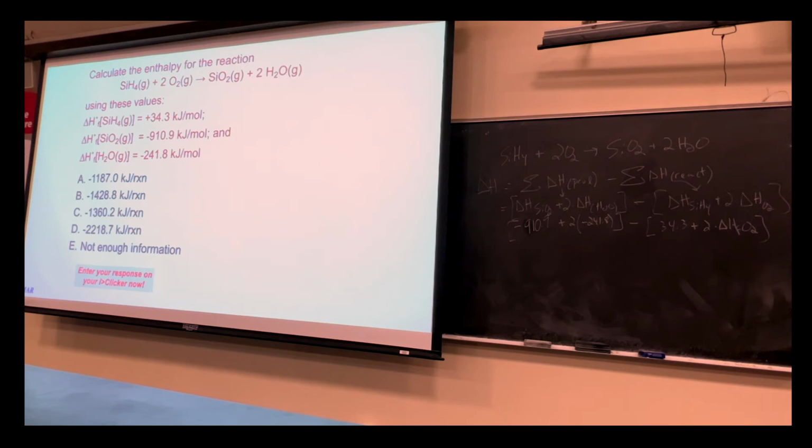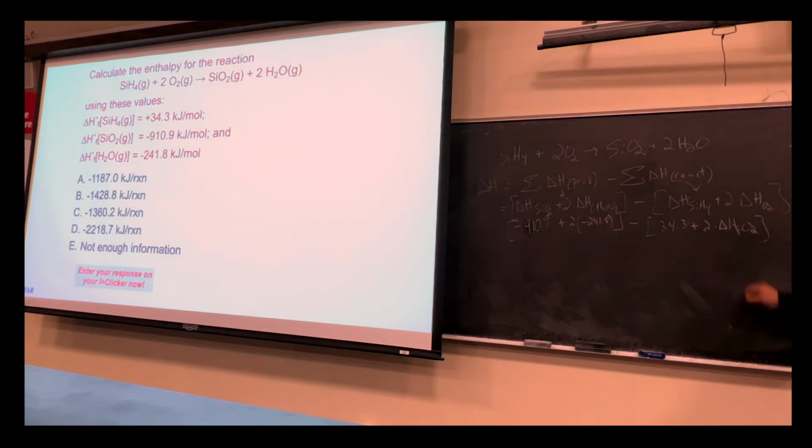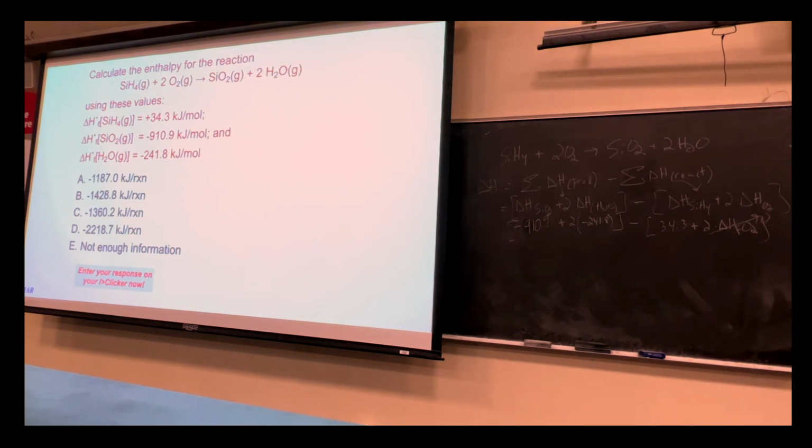Well done. That's right. All the elements in their standard states are equal to 0. So on a problem like this, it might be tempting to say E, not enough information, but all the elements in their standard states will be 0. So in this case, oxygen, an element in standard state, is just 0. So it's 2 times 0, essentially, which means you don't have to worry about it.